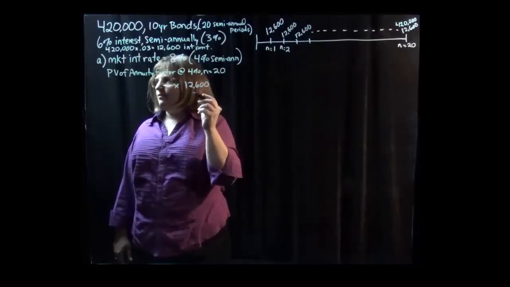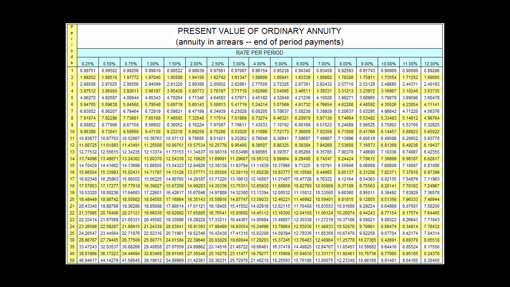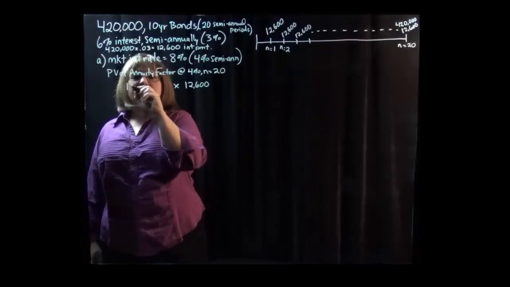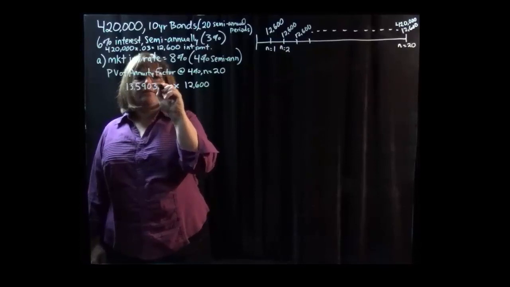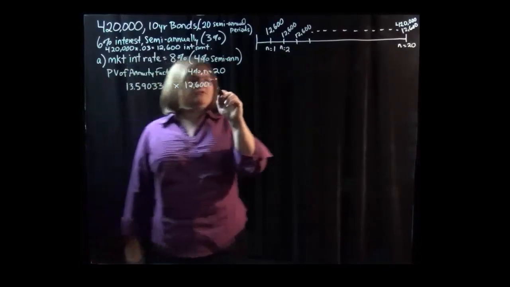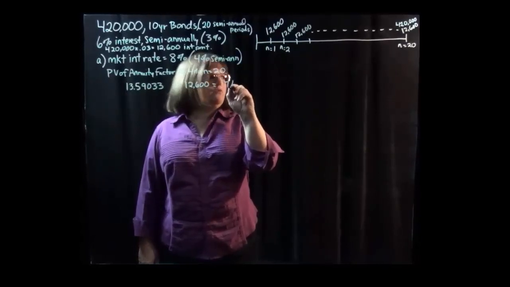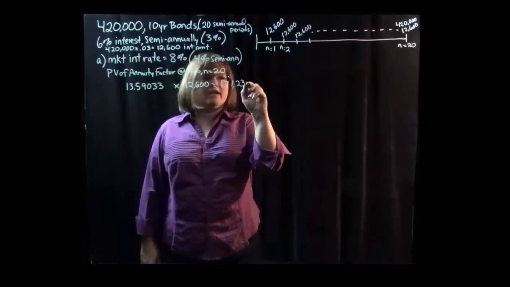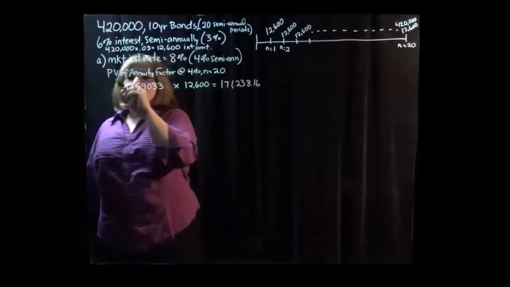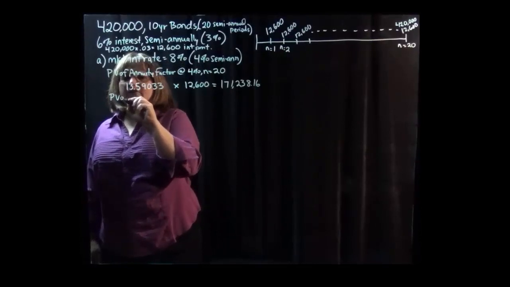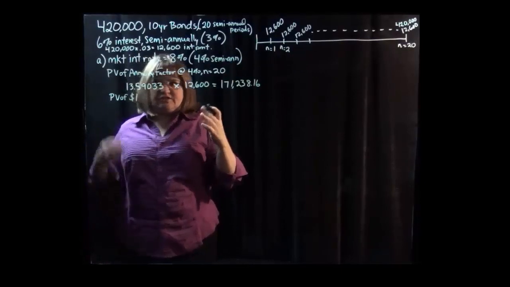And so if we look in that table, we see that factor is 13.59033. If we multiply that factor times the $12,600, that's going to give us $171,238.16. We then take the present value of a dollar table, because the $420,000 is just a single amount.